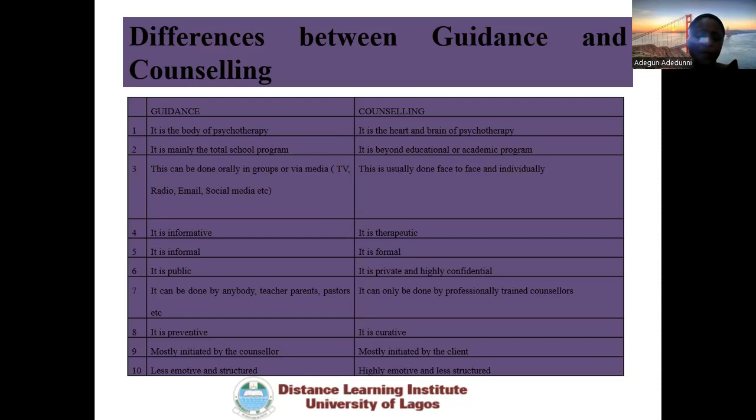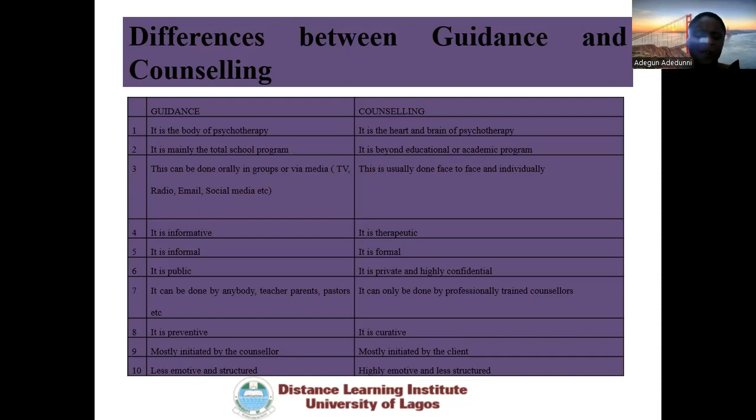Guidance is informative. It provides all necessary information to make a student or a person better informed about himself and the environment. Counseling, on the other hand, is therapeutic. It is curative in nature. It's a treatment, and this is where theories of counseling come into play.